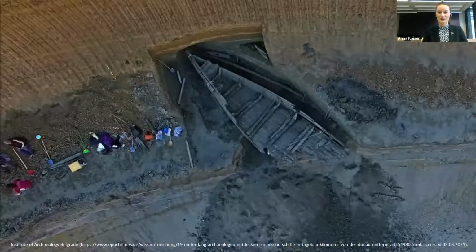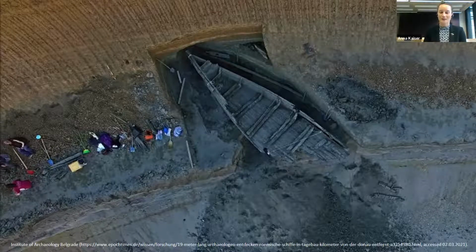I'd like to highlight this with this picture. What we see here are remains of Roman ships that were found in 2020 near Viminacium in modern Serbia, which was the provincial capital of Moesia Superior in Roman times. There were 3 remains of Roman ships found last year. The one we see in the picture is about 19 meters long.